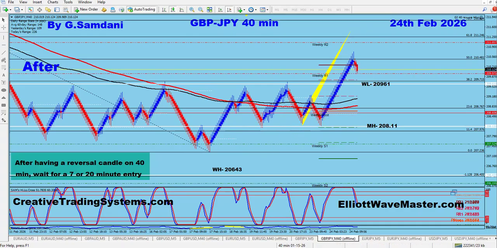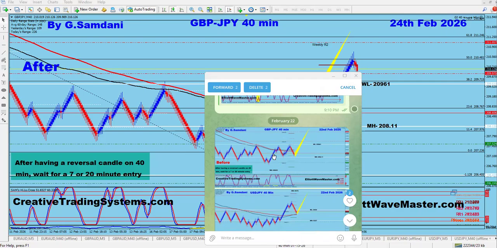So these charts I posted on the Telegram here as well. See this pound yen and USD yen, both charts. So we're going to see what the heck happened to these charts, all right?